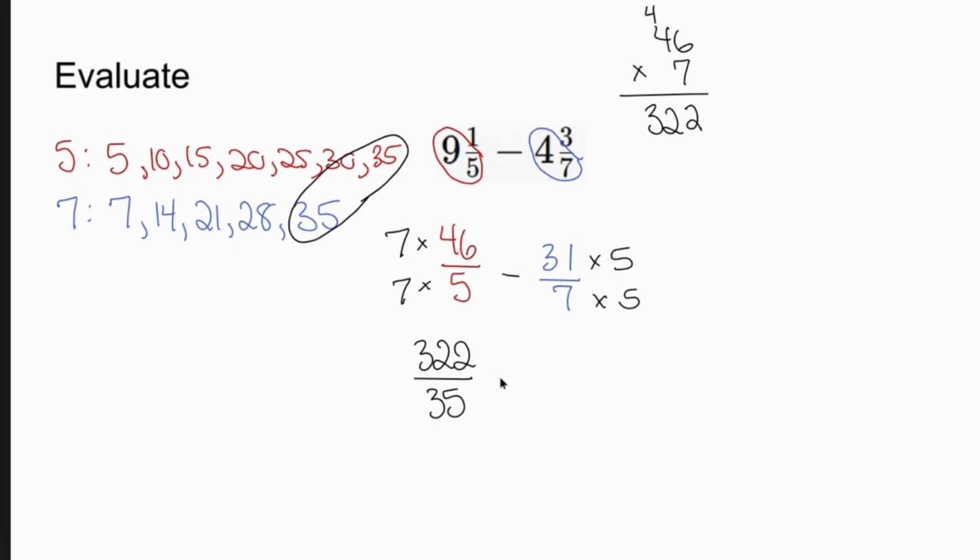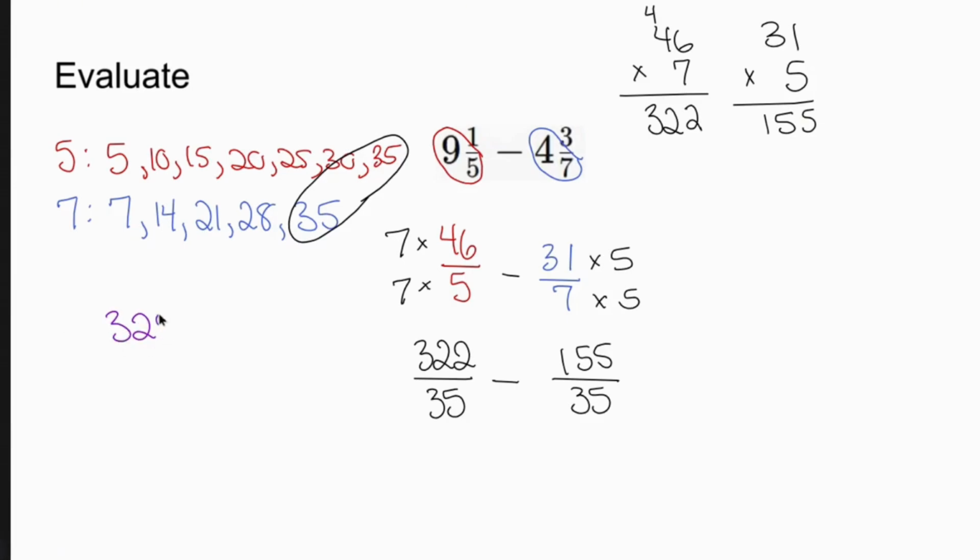I can handle that. Now I'm going to subtract whatever 31 times 5 is. So let's find out what 31 times 5 is. 5 times 1 is 5. 5 times 3 is 15, so no big deal there, 155 over 35. Now, when subtracting fractions of the same denominator, you just subtract the numerators like you normally would and keep the denominator. So let's go off to the side again and subtract the numerators.